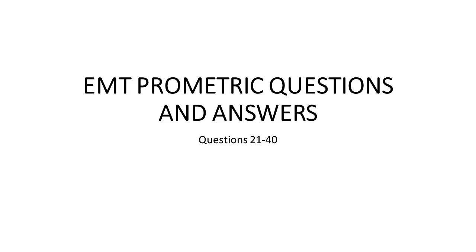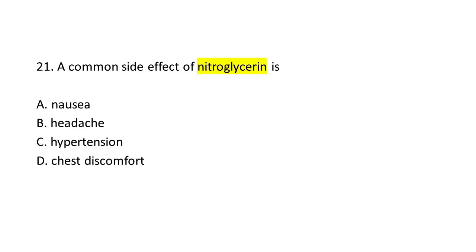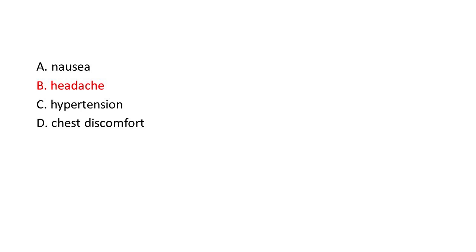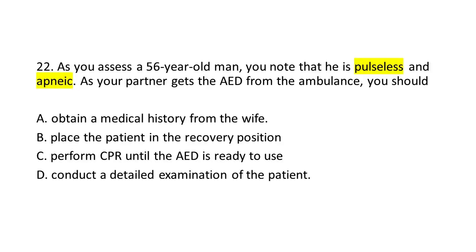EMT Prometric questions and answers. Questions 21 to 40. 21. A common side effect of nitroglycerin is A. Nausea. B. A headache. C. Hypertension. D. Chest discomfort. The answer is B. Headache. 22. As you assess a 56-year-old man, you note that he is pulseless and apneic.